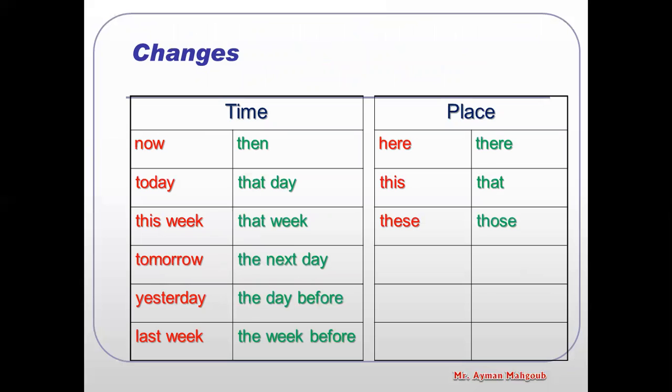As we have changed the tenses, we also change the expressions of time and place. Now becomes then. Today becomes that day. Tonight becomes that night. This week becomes that week. Tomorrow becomes the next day or the following day. Yesterday becomes the day before or the previous day. Last week becomes the week before. And here becomes there. This becomes that. These becomes those.